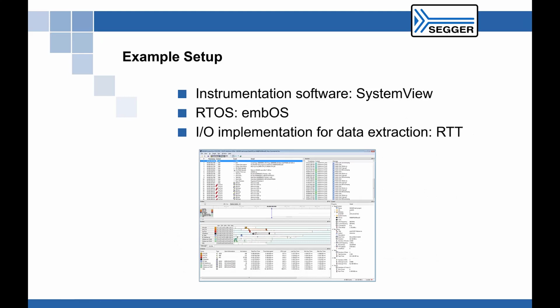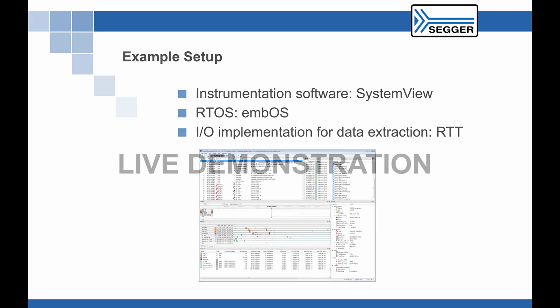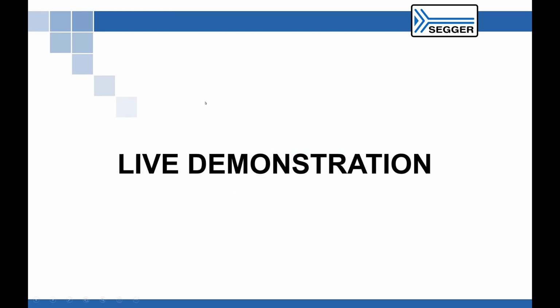I would like to switch now to my live demonstration setup, where I will use SystemView and an embOS application, which is always instrumented by default. So you can simply download it. If you use embOS, you just download SystemView, run it, and it will simply work. And the IO implementation will be RTT as talked about before. So let me just switch to my demonstration. So here we go.